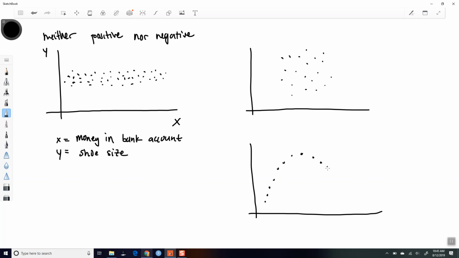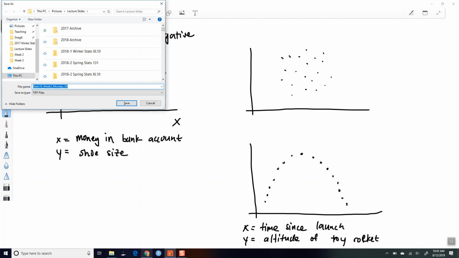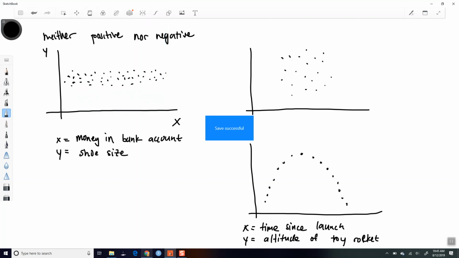You could have something like this. And this would be like time since rocket launch versus altitude of a toy rocket, or something, okay? So those are neither positive nor negative.